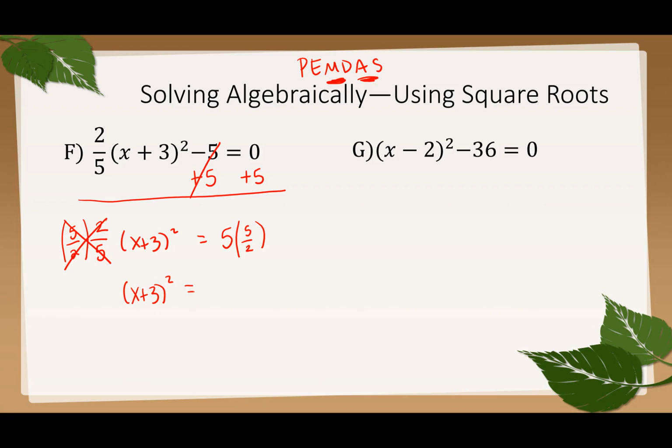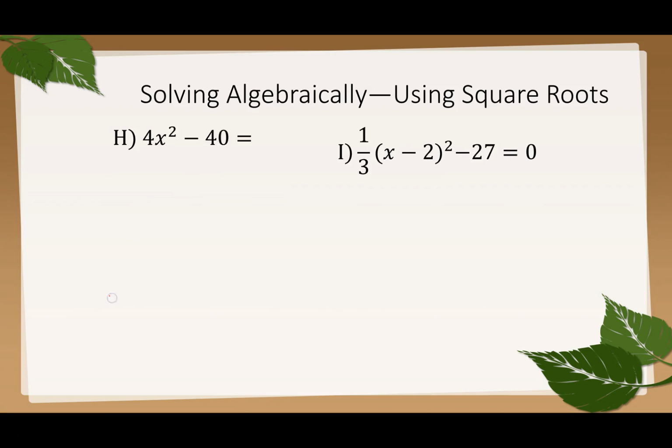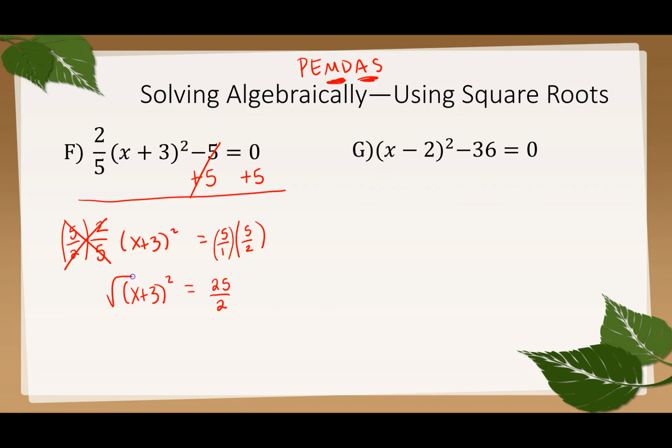Well, what happens over here? Well, when I'm multiplying fractions, I can rewrite this 5 in front as 5/1. So when I'm doing this, I'm going to have 25 divided by 2. And that's not reducible, so we're just going to leave it like that. Next thing that we're going to do is square root both sides.